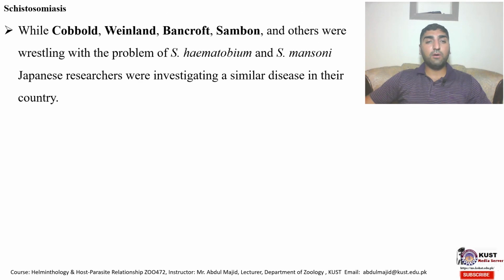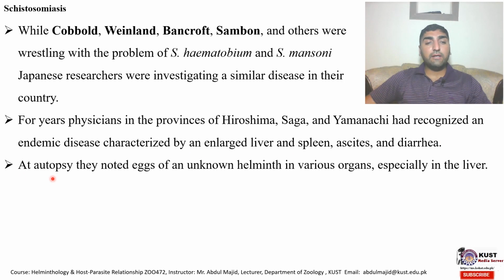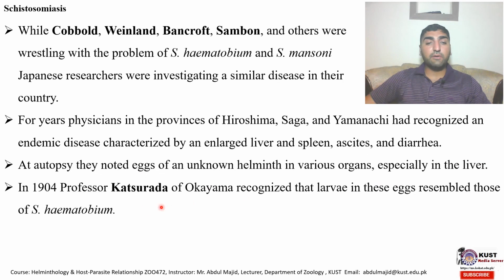While Cobbold, Manson, Bancroft, Sambon, and others were wrestling with the problem of Schistosoma haematobium and Schistosoma mansoni, Japanese researchers were investigating a similar disease in their country. For years, physicians in the provinces of Hiroshima, Saga, and Yamaguchi had recognized an endemic disease which they characterized by an enlarged liver and spleen, ascites, and diarrhea. At autopsy, they noted eggs of an unknown helminth in various organs, especially in the liver.